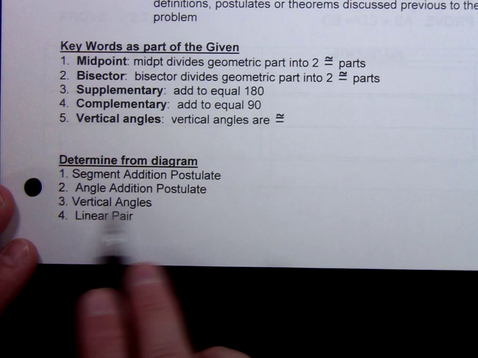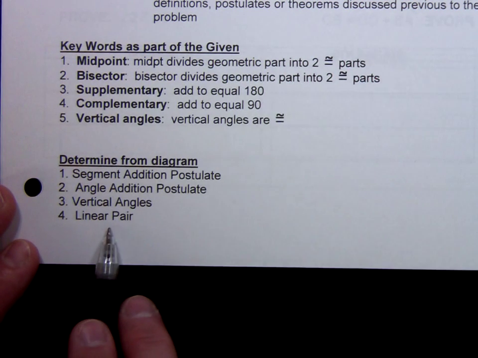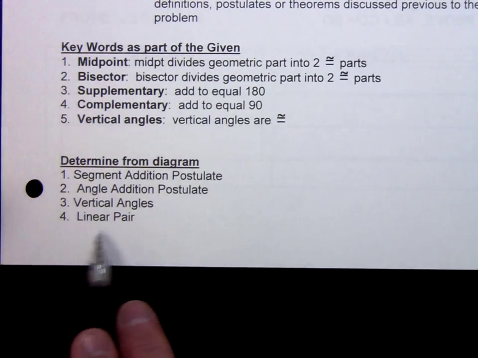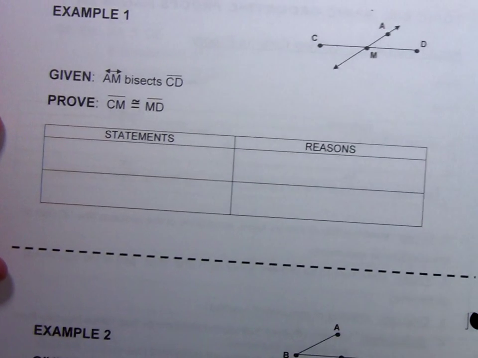Vertical angles, you should be able to recognize those in the picture, and they're congruent. Linear pairs, you should be able to recognize those in the picture. And remember, linear pairs are supplementary. So that was just a quick recap of what a proof is and some of the things we're going to use in these proofs. Let's dive in and start trying to actually do some proofs.